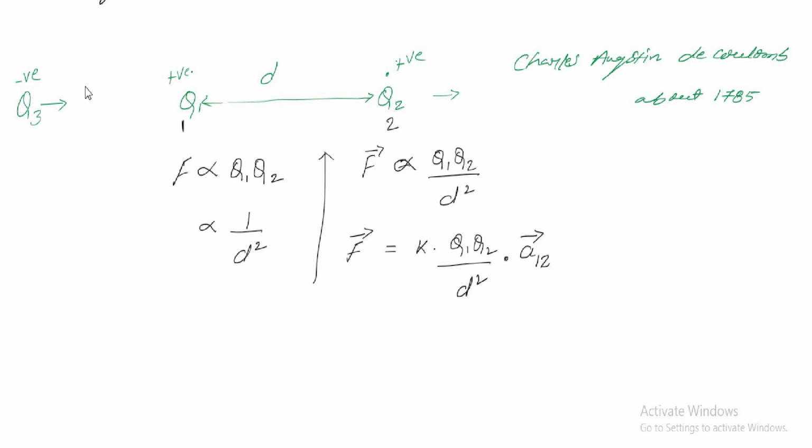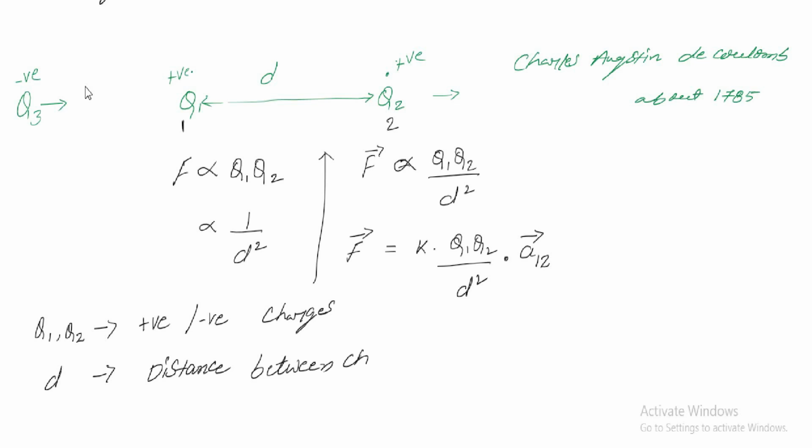Here Q1 and Q2 are positive or negative charges, d is the distance between the charges, and K is the proportionality constant.